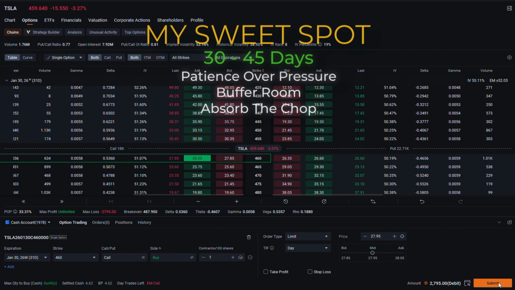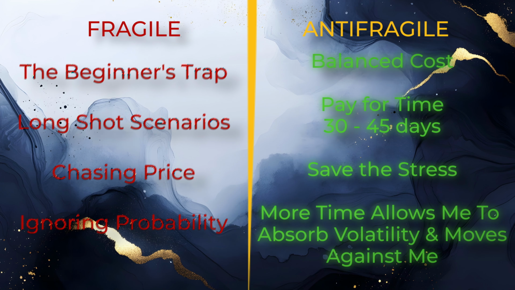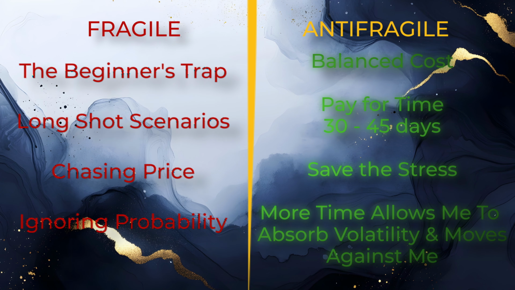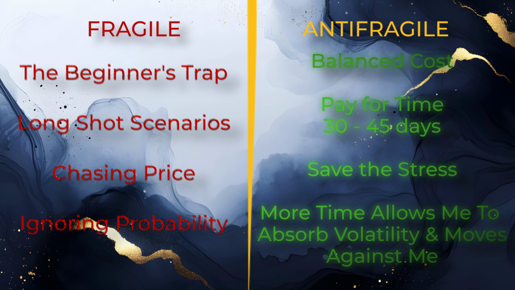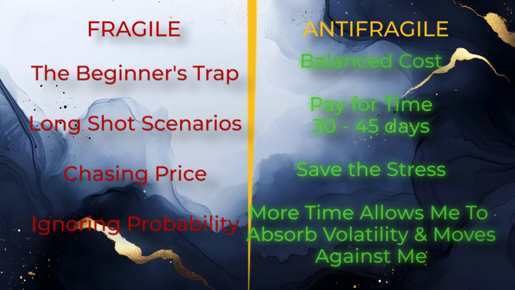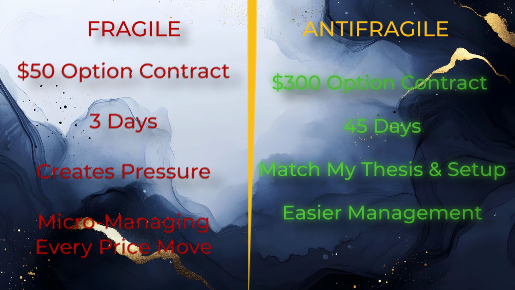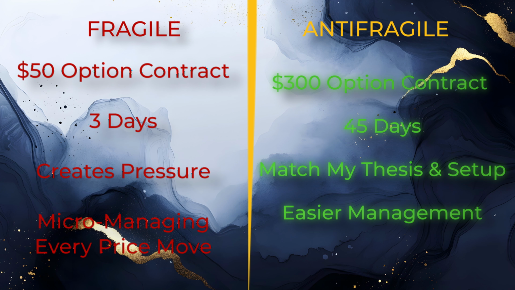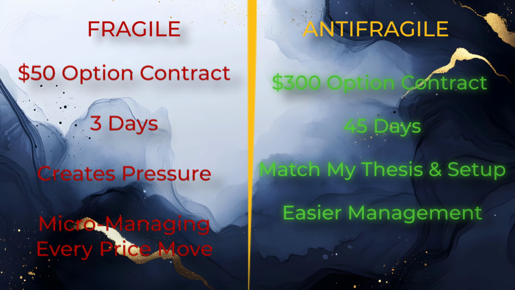I get lower daily decay and a reasonable cost. Yes, longer-dated options cost more upfront, but I'm not paying for a higher price, I'm paying for survival. A $300 option with 45 days left is infinitely better than a $50 option with just 3 days left. Pay for time, save yourself the stress.